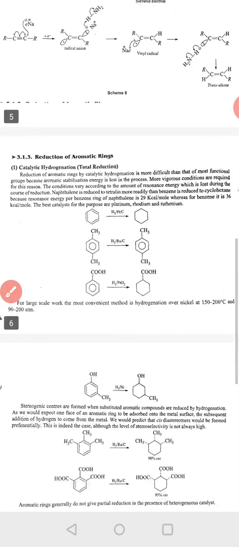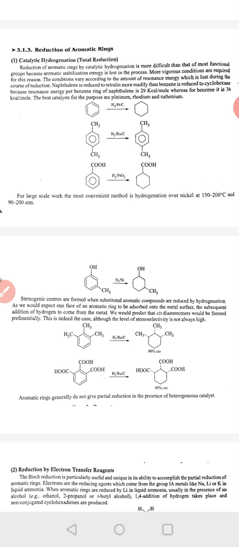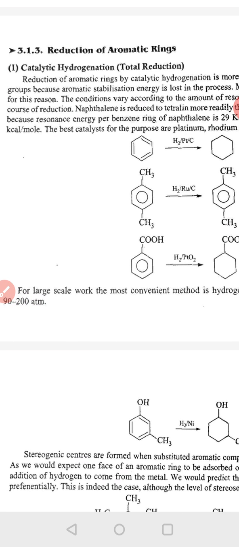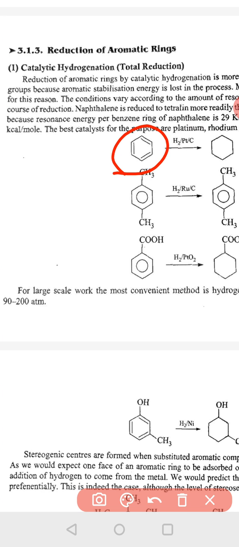Next, we will talk about reduction of aromatic rings. The first method to carry out reduction of aromatic rings is catalytic hydrogenation. Catalytic hydrogenation is the reaction of hydrogen with aromatic compounds, aromatic rings, in the presence of a catalyst, and the product is the total reduced product of the aromatic ring. It means all the double bonds of the aromatic ring get reduced and we get a totally saturated compound.